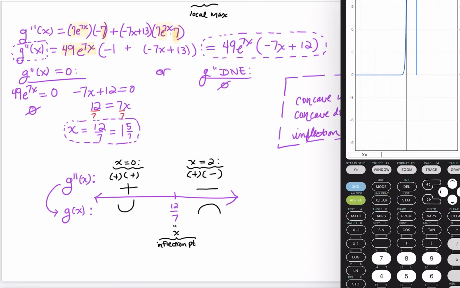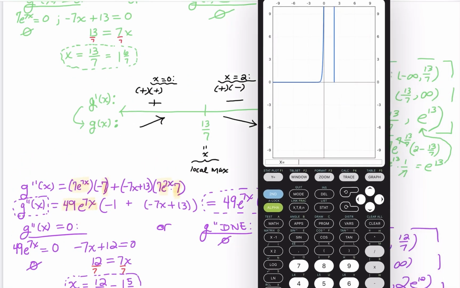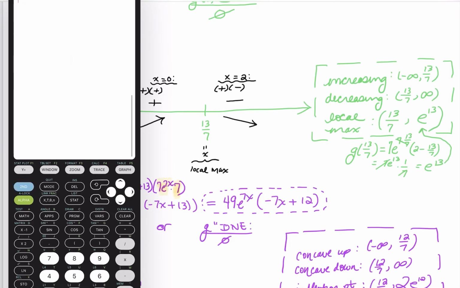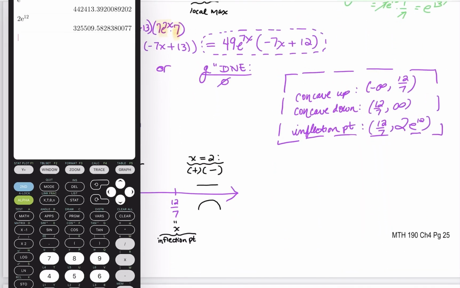If we went back and took a look at, I'm going to scroll back up here. I'm going to slide this over to the other side. Yeah, e to the 13th. So if I go back to my main menu here real quick on my calculator and I do e to the 13th, that max value is way up at 442,000. And if I look at where the inflection point is, so 2e to the 12th, that's going to be at 325,000. So attempting to get those to fit would be pretty difficult, right? So I don't think I'm going to really worry so much about that.